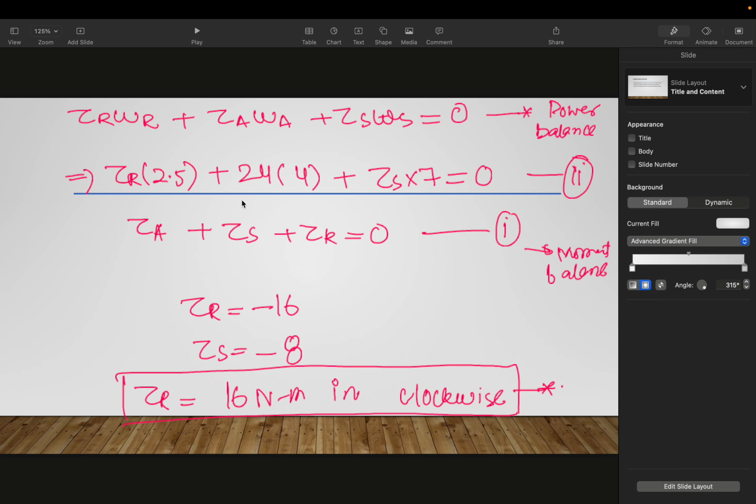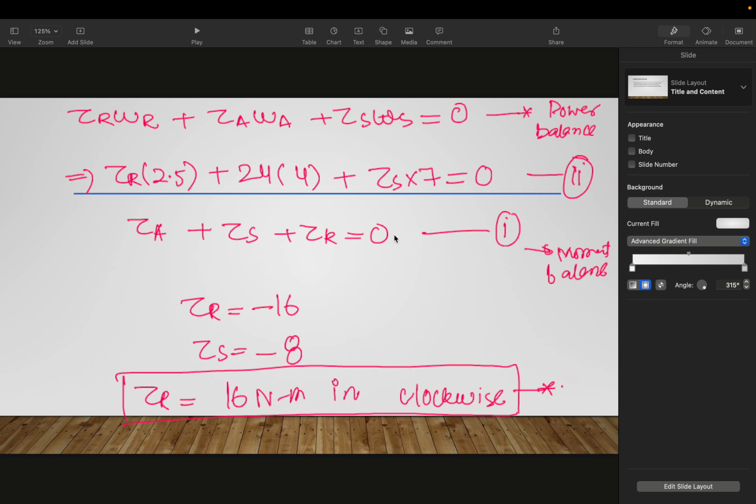Here tau r is not known to us, but we have omega r, which we just found, and omega a and tau a were already given. Omega s is given, and tau s is not known. So from the power balance equation we have two variables, tau s and tau r. Now recall we have the moment balance equation: tau a plus tau s plus tau r is equal to 0.